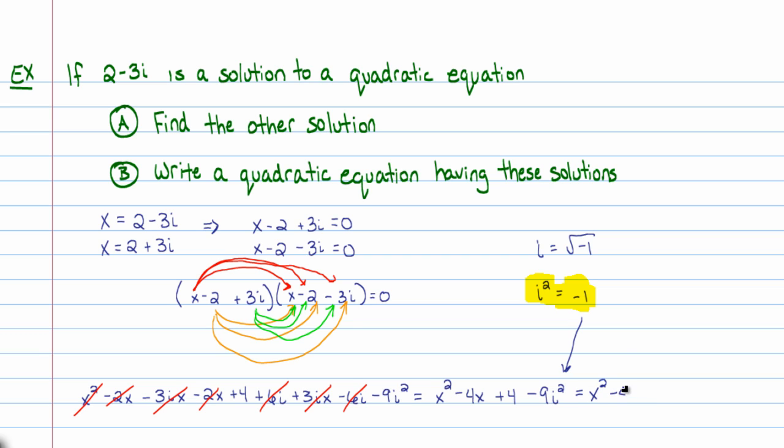So this will be x squared minus 4x plus 4 minus 9 times the negative 1, or in other words, plus 9. That's positive 9 plus another 4, that's 13. So the answer is going to be x squared minus 4x plus 13. This is the quadratic equation. Well, actually, that's near to the quadratic equation having those solutions. Technically, the quadratic equation having those solutions is going to be x squared minus 4x plus 13 is equal to 0. The solutions to this quadratic equation are going to be 2 minus 3i and 2 plus 3i.